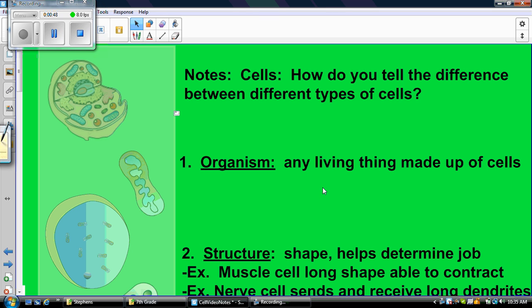Okay, so let's first start off with talking about what an organism is. So pretty much any living thing that is made up of cells is an organism. So we're going to start using that term a lot to describe anything that's living. We're going to call it an organism.